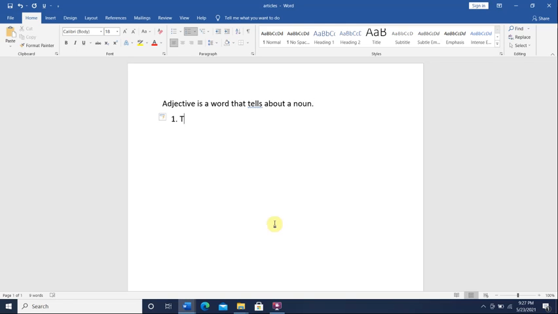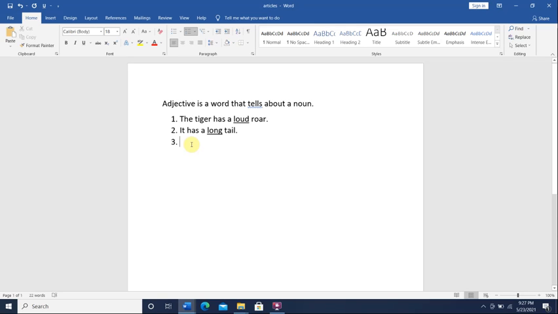Okay, so if I say the tiger has a loud roar. The adjective here would be loud because it tells you what his roar is like, that it's loud. It has a long tail. The adjective here would be long.